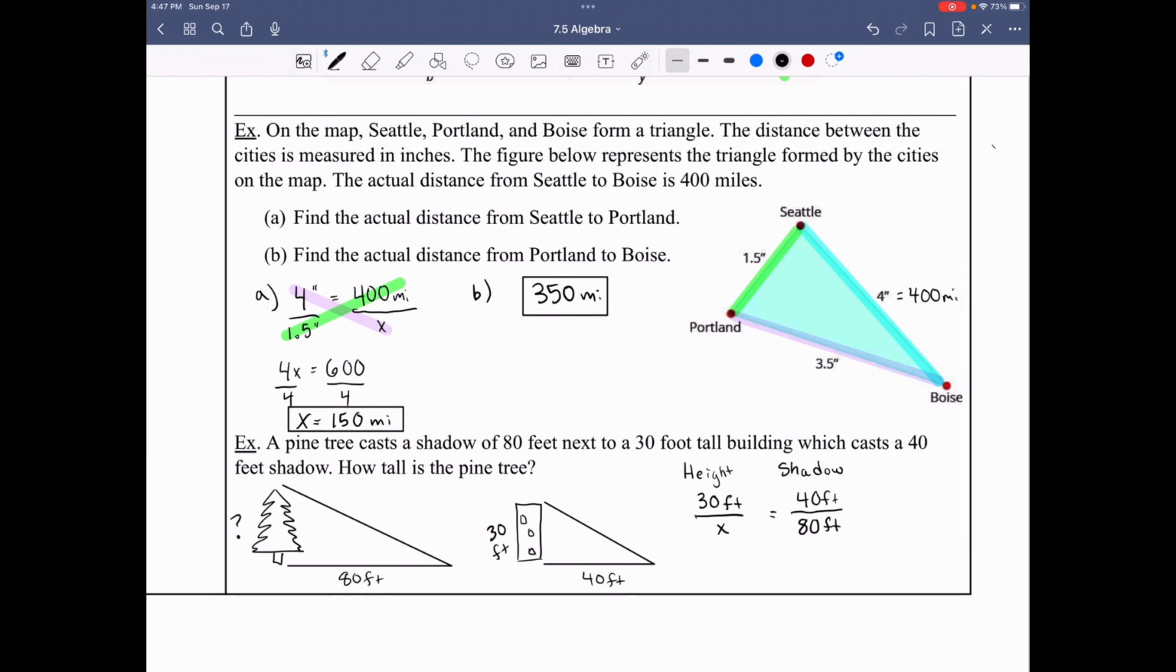Now I want to figure out what x is. So maybe you can see this, or maybe you need to do the cross products. I always like to do the cross products. It's just easier for me.